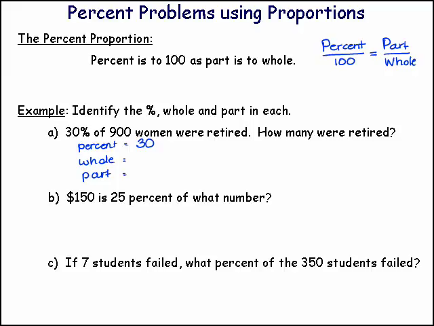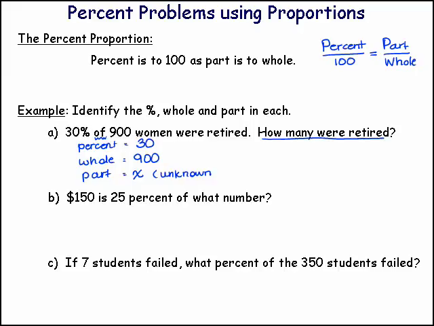The whole is going to be a big group. Oftentimes the whole is after the word of. Do you see the word of here? It's usually the number that falls after the word of. That's going to be the whole. The whole, in this case, is 900 women. It's like they took a sample of 900 women, and of 900 women, 30% of them were retired. So the retired part is a portion of that larger group of women. So 900 is the whole. So what's the part? Well, look here. It says how many were retired. That's the part. That's the unknown. We're going to let that be x, because we don't know it.